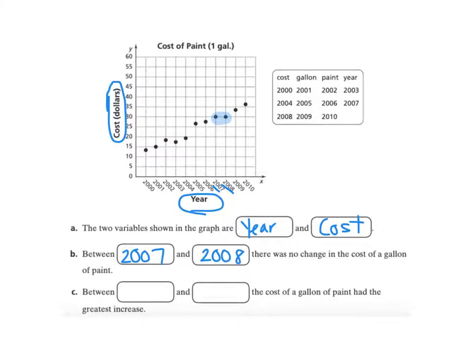All right, between this year and this year, the cost of a gallon of paint had the greatest increase. So we want to see where those dots are going to jump the most. Where from one year to the next, the dot goes up significantly. So I'm noticing that from here to here, that dot really changes. So that would be from 2004 to 2005.